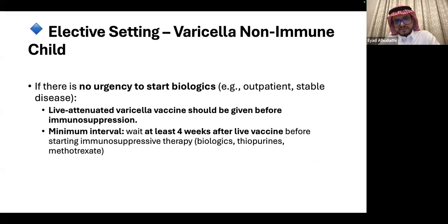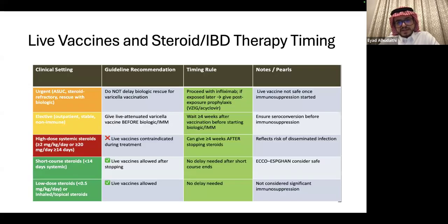So in an elective setting, where you are not in a rush to start it, this is the time to plan for the live attenuated varicella vaccine, and it should be given before immunosuppression. The minimum interval is to wait for 4 weeks after live vaccine before starting immunosuppressive therapy. And these are all the details of live vaccine and steroid or other IBD therapy. For the sake of time, I just want you to take a screenshot for that.